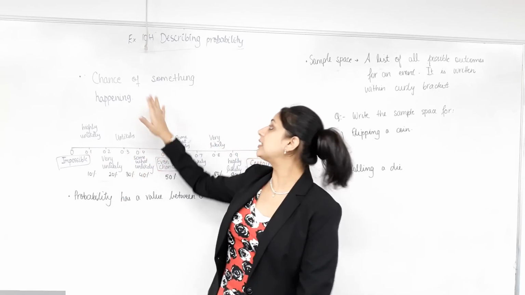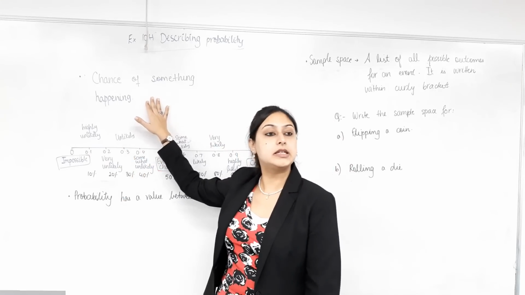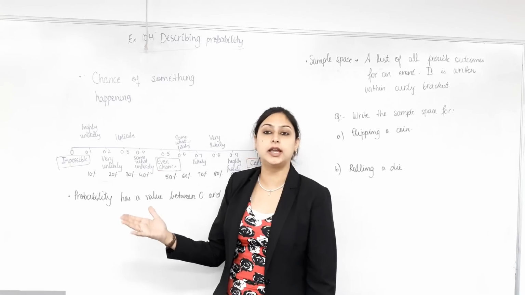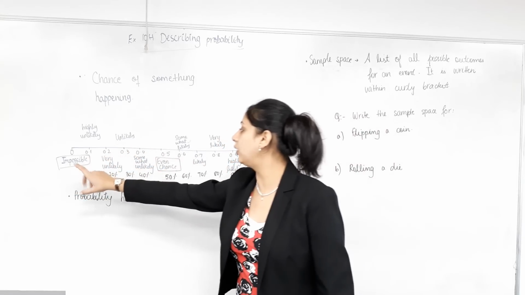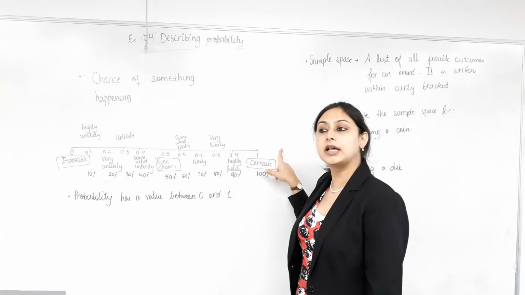So, probability is the chance of something happening. It tells us how likely or unlikely an event is to happen. We use a scale of 0 to 1. Something that has a probability of 1.